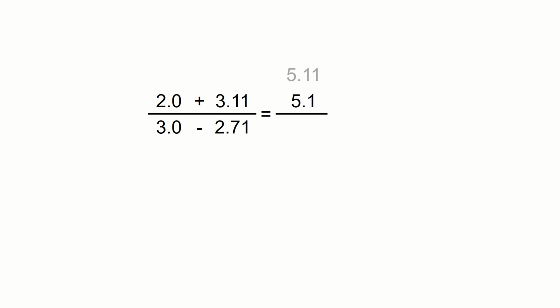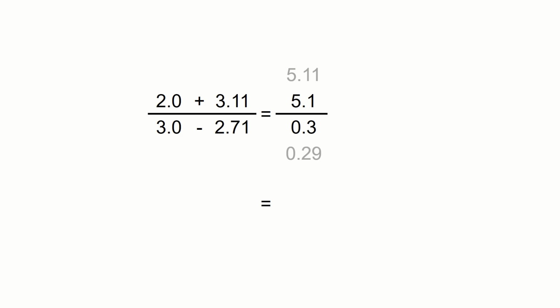So in the denominator, 3.0 minus 2.71, if you press the calculator, you get 0.29. But one decimal place minus two decimal places, because you follow the dp rule when it comes to plus and minus, you get 0.29, but because you follow the DP rule, you just write 0.3.